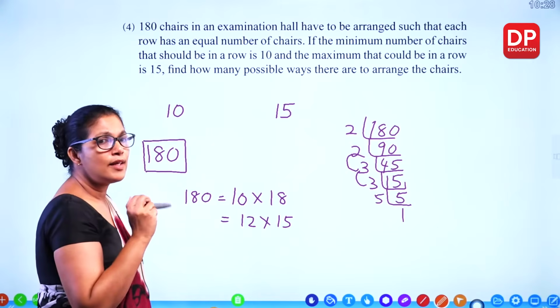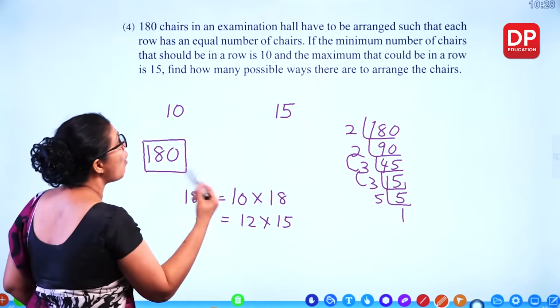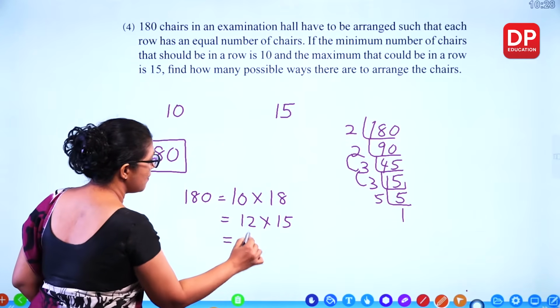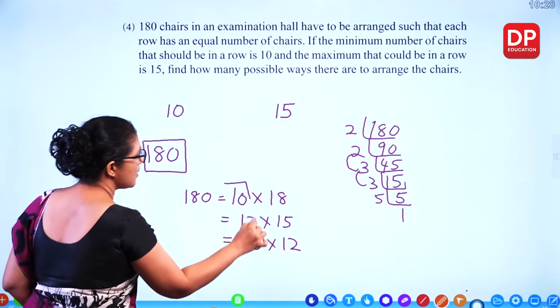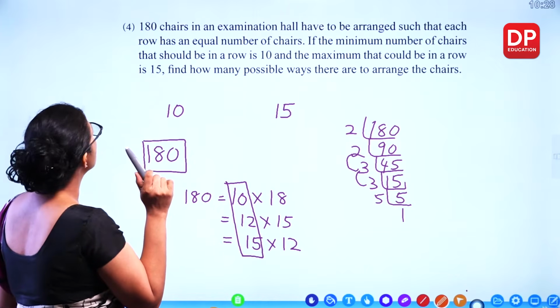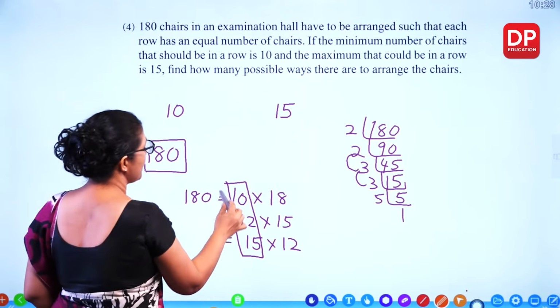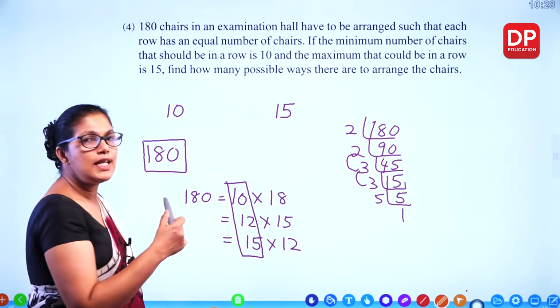So those are the only possibilities. Here 12 times 15, or you can write it as 15 times 12. So these are the rows, the minimum number of chairs that should be in a row. In a row, it can be 10, 12 or 15 chairs.